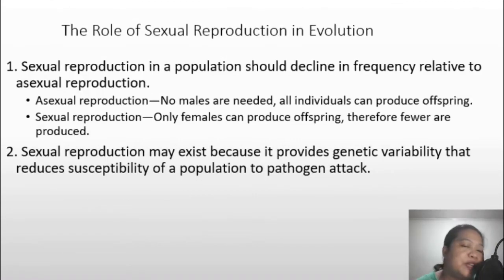What is the role of sexual reproduction in evolution? Sexual reproduction in a population should decline in frequency relative to asexual reproduction. In asexual reproduction, no males are needed, and all individuals can produce new offspring. In sexual reproduction, only females can produce offspring, therefore fewer are produced. Sexual reproduction may exist because it provides genetic variability that reduces susceptibility of a population to pathogenic attack.